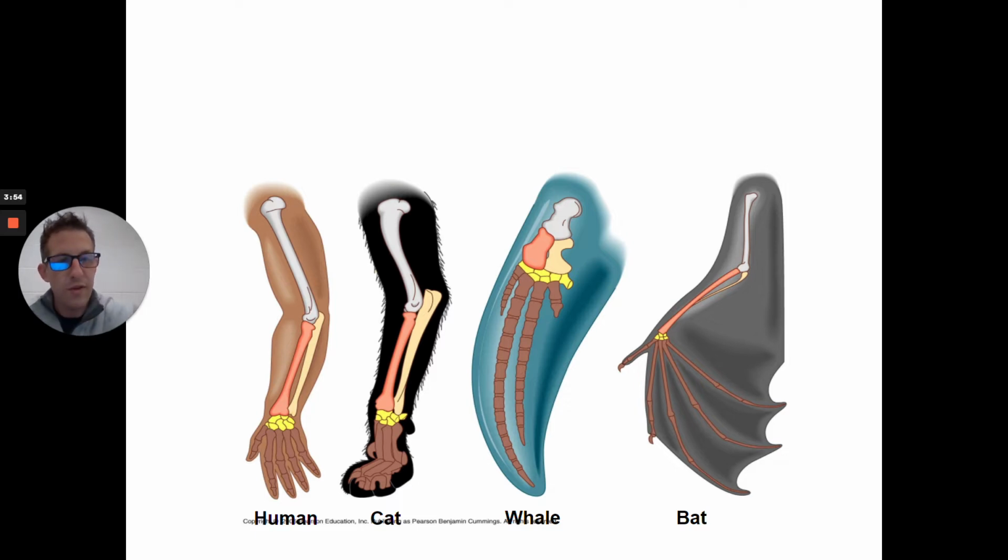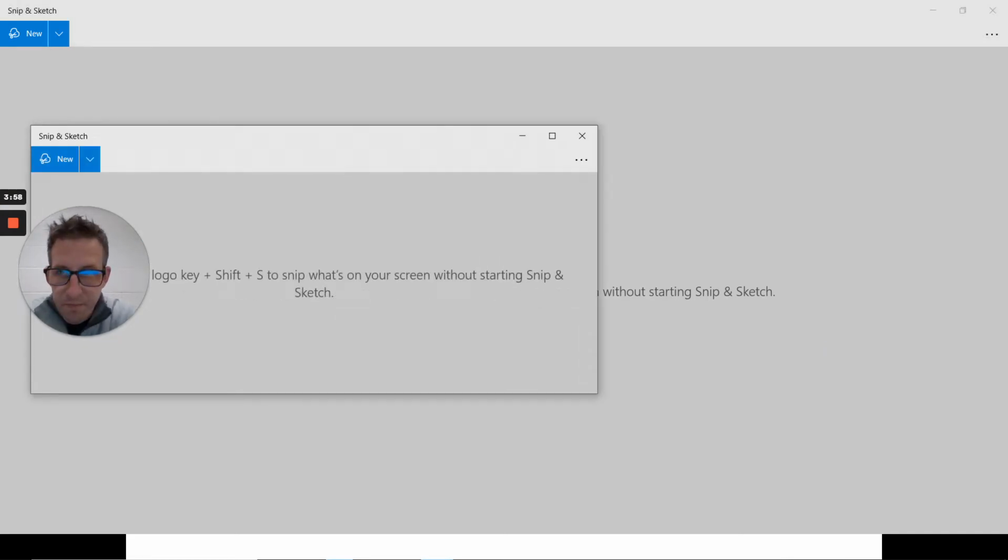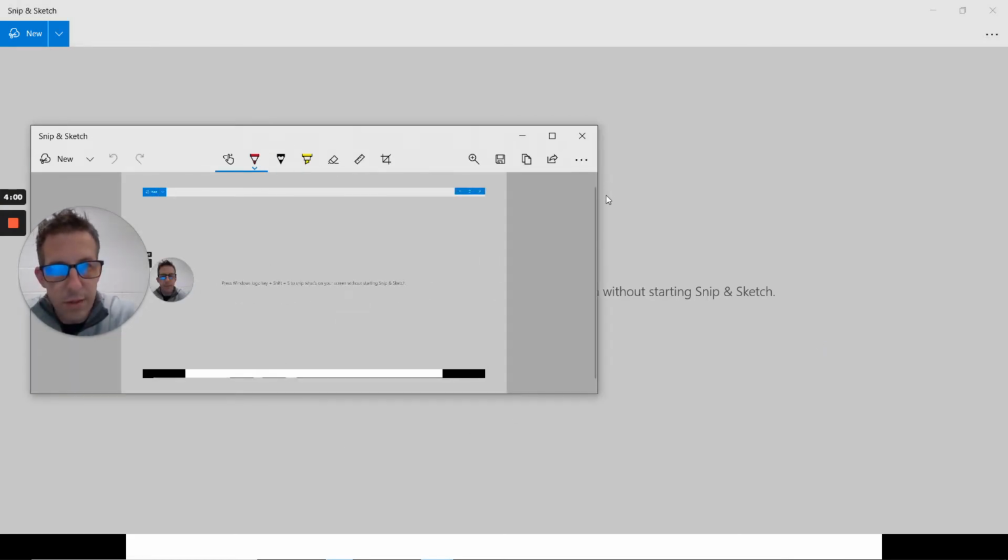Now, another way of interpreting this or adding to this, I'm going to try to make a picture of it. Oh, bugger. Okay, hold on.